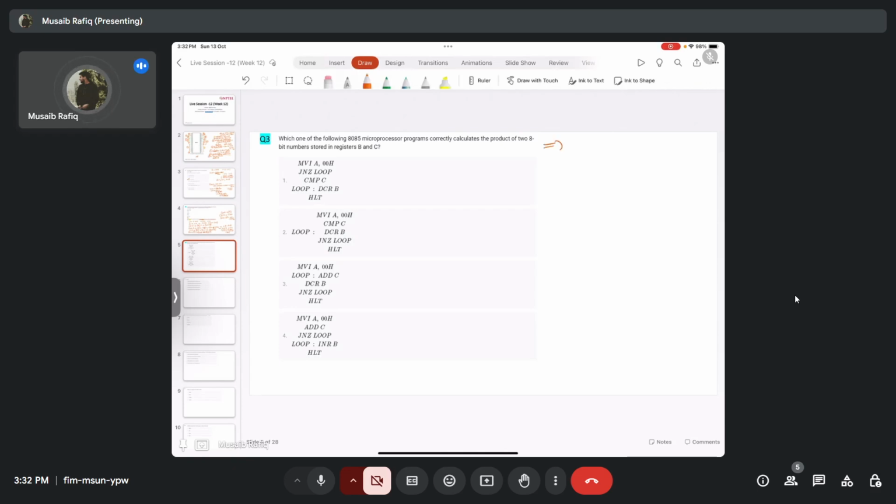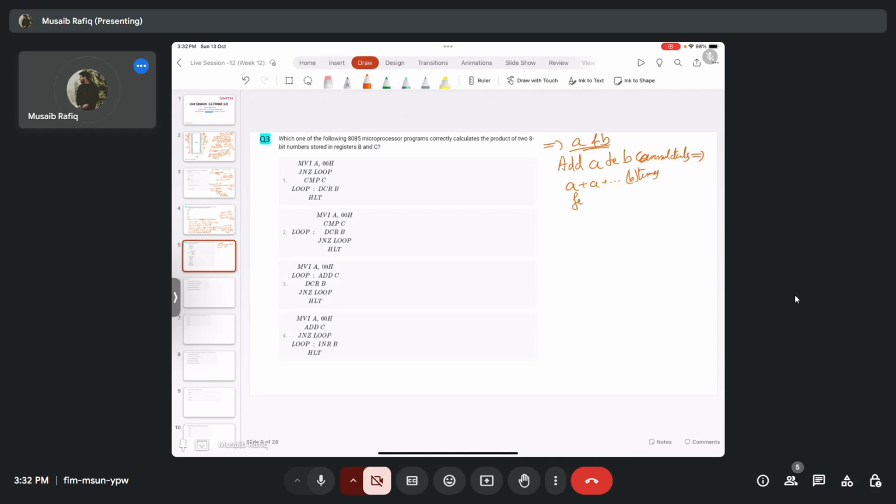In microprocessor, we don't have a direct multiplication, so we use addition for multiplication. So if you have two numbers A and B, how will we do multiplication? We'll add A to B cumulatively. What do I mean by this? We will add A to itself B number of times.